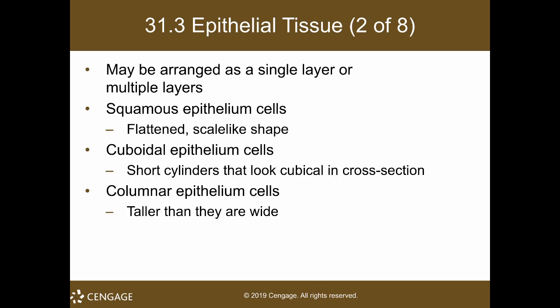Epithelial tissue may be arranged as a single layer or multiple layers. We have squamous epithelial cells. They are flattened and scale-like. If you look at them under a microscope, the cells are flattened, like scales. Then you have the cuboidal epithelial cells. Under the microscope, they look cubical. They are usually portrayed as cubical, but they are cylindrical in reality. They just look cubical because you view them in cross-section. And then you have the columnar cells. They are similar to cuboidal but much taller.